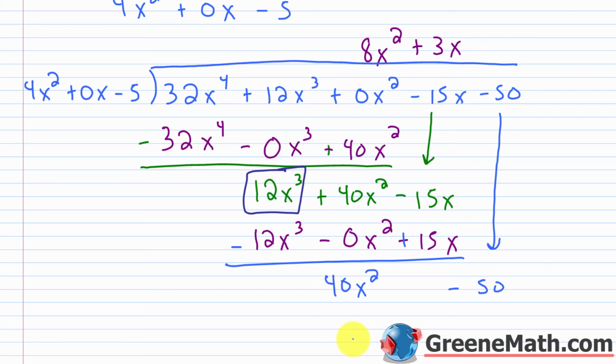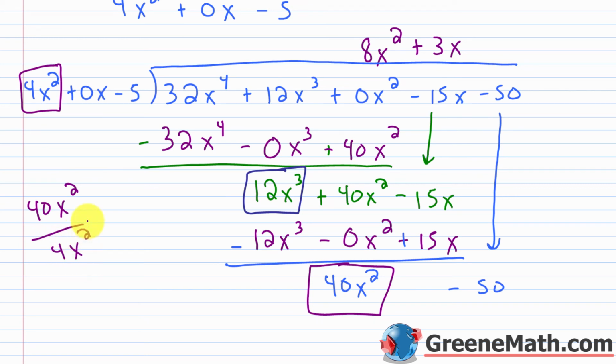And I would go leading term into leading term. So I would have 40x squared over 4x squared. And so what's going to happen is this would cancel with this, and I'll have 10. X squared over x squared is 1. So this would be plus 10.